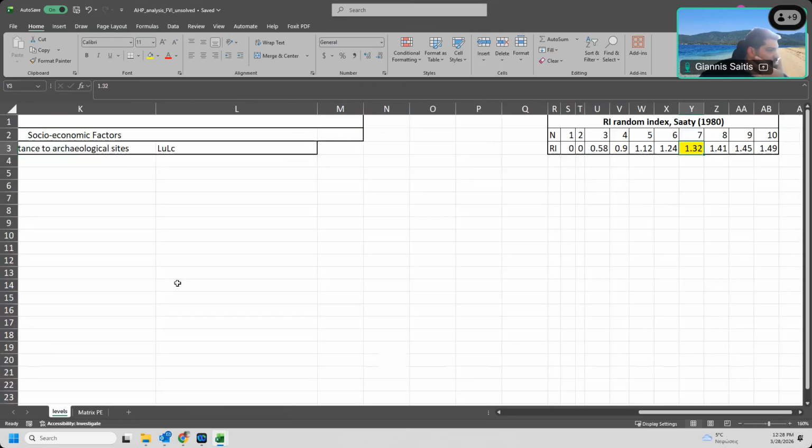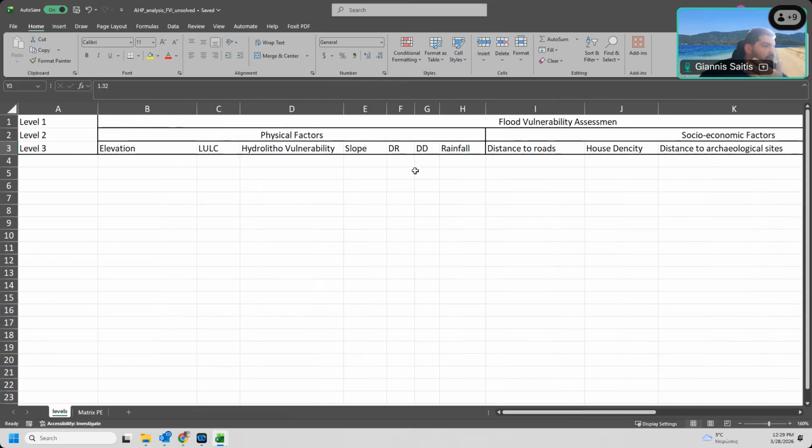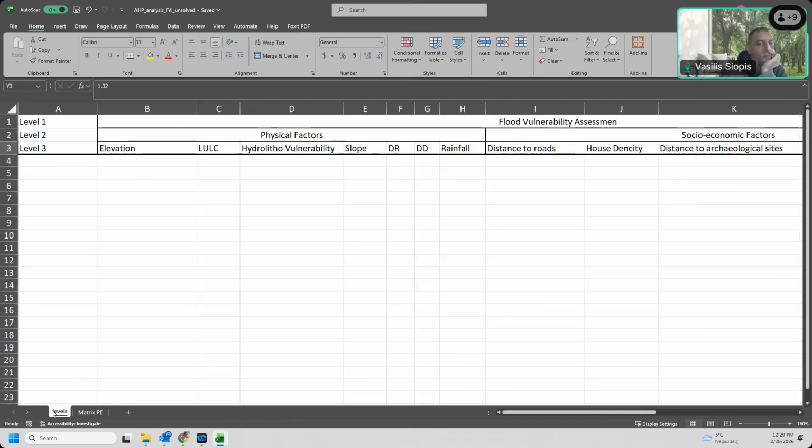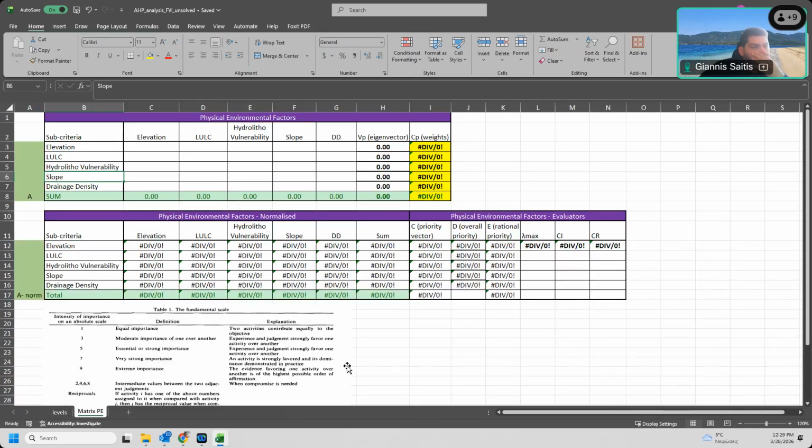5. We skipped the distance to rivers, which is okay because you have the drainage density. It doesn't matter to have so many. What else? The rainfall. Okay. We left out the rainfall.